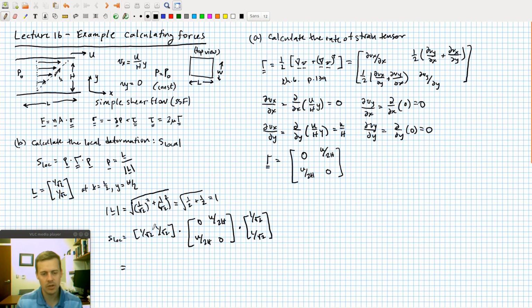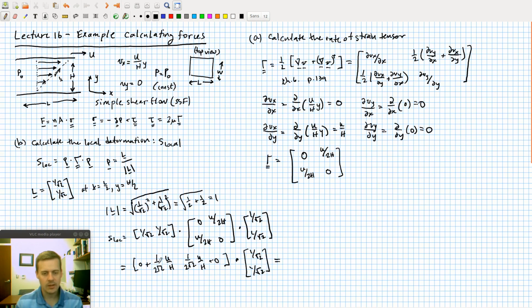So I do matrix multiplication. This guy times that guy, which is a 0, plus this guy times that guy, which is going to be 1 over 2 root 2 u over h. And now I'm going to evaluate the next column here, which is this one times that one, which is the same thing, 1 over 2 root 2 u over h, and this one times that one, which is 0 plus 0. And now I have the other dot product on the other side to do.